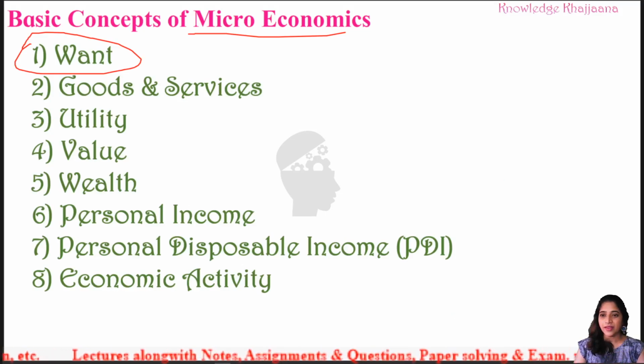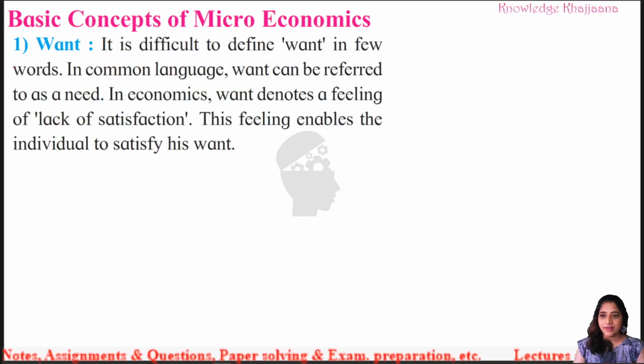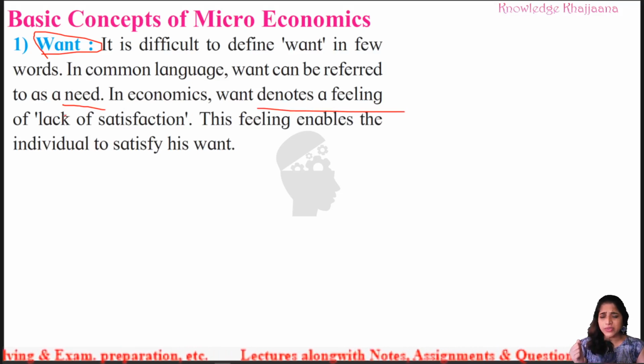Now let's move to the first concept of microeconomics. It is want. What is want? Let's see what the book says. It is difficult to define want in a few words. In common language, want can be referred to as a need. In economics, want denotes a feeling of lack of satisfaction. This feeling enables the individual to satisfy his want.